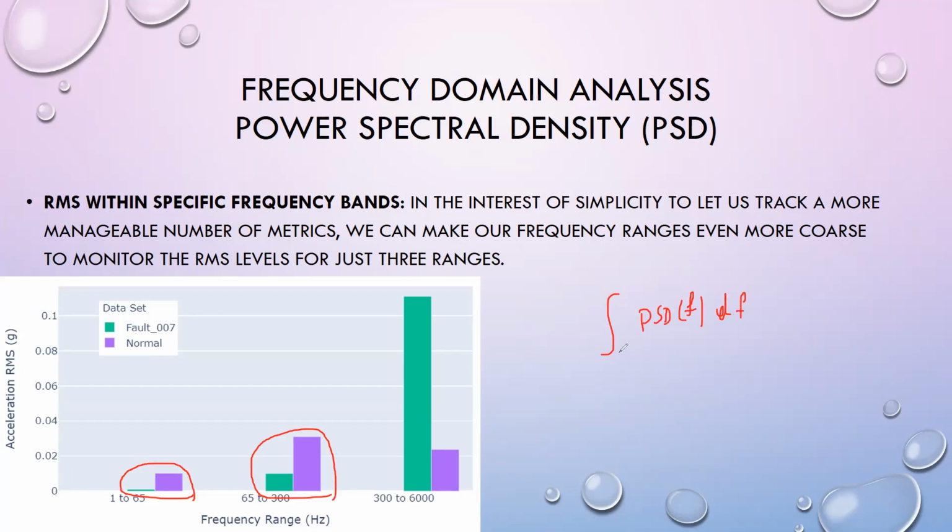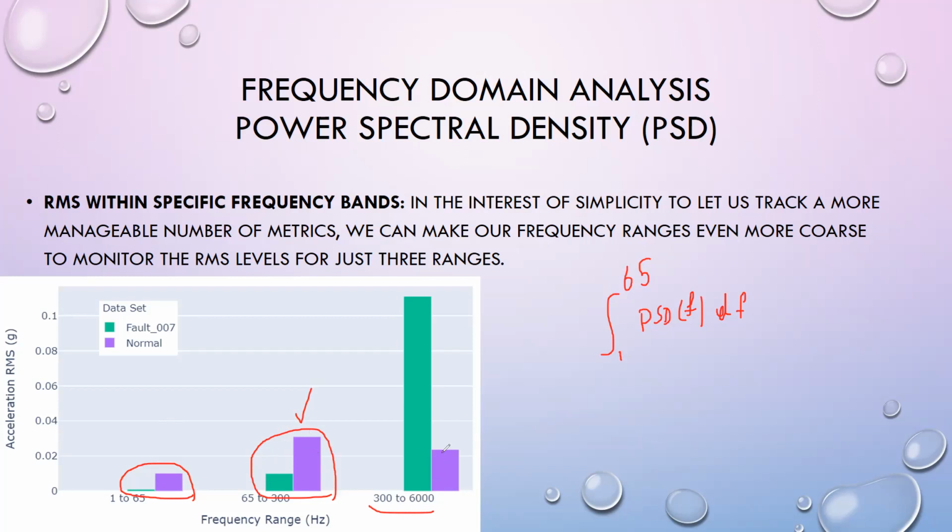For the first one is from 1 to 65. For the second one here is from 65 to 300. And finally, for the last one is from 300 to 6,000. You can see for the first two ranges, 1 to 65 and 65 to 300, the RMS for the normal one is more than the fault one.